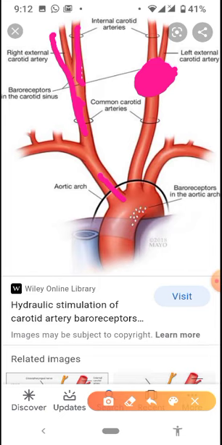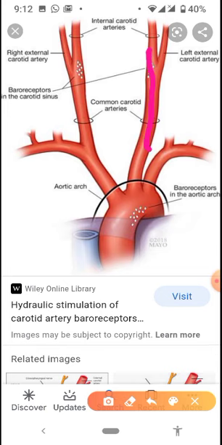Why are glossopharyngeal nerve endings present? Because these are sensitive to the blood pressure. When there is a rise in the blood pressure and the blood passes through it, these nerve endings will sense it. I tell you again, if blood pressure is high and the blood passes through it, the nerve endings sense this elevation in the blood pressure, and they will do what?